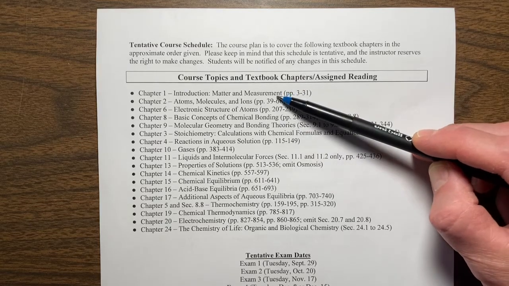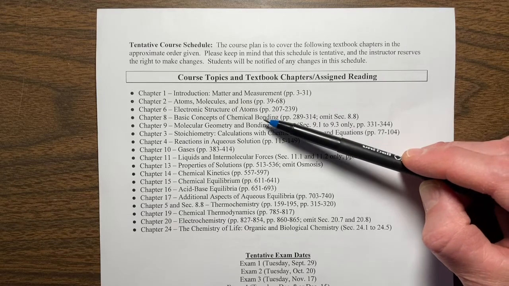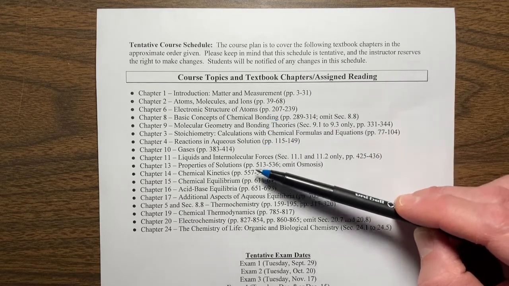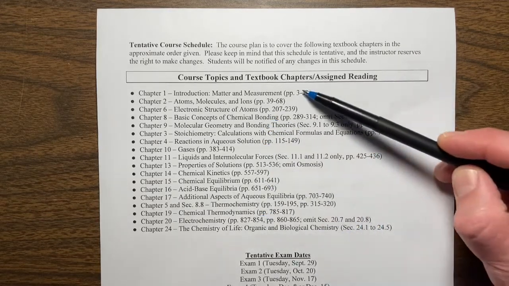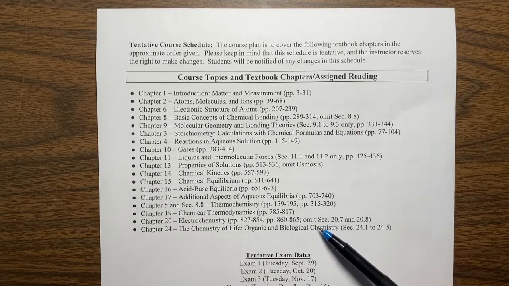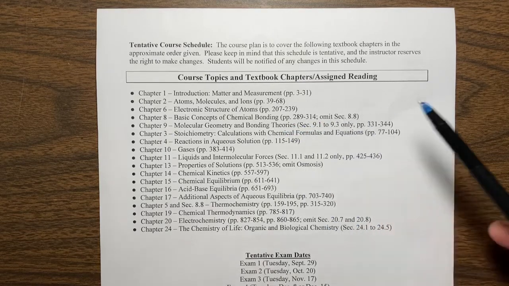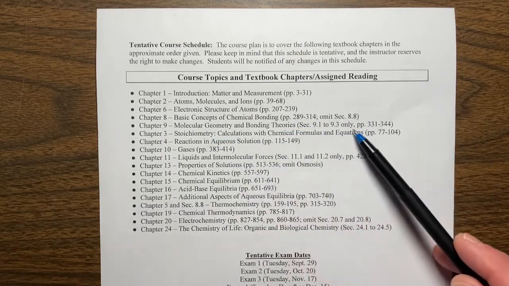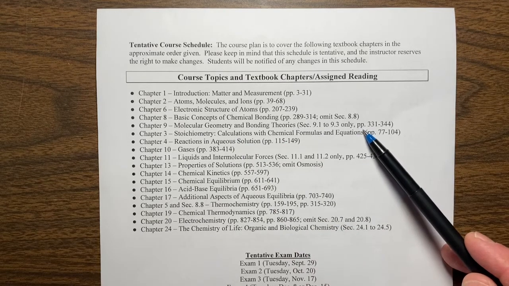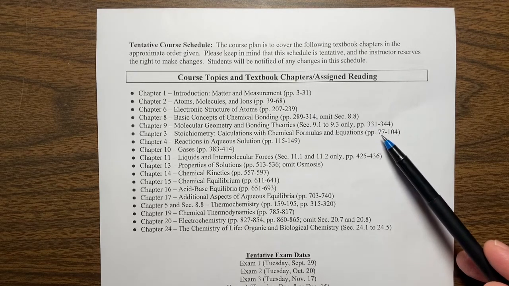Like week 1 will be chapter 1, week 2, chapter 2, week 3, chapter 6, and probably 8, and it'll pick up speed as we go. If you look at the pages, I'm covering essentially all of these chapters. Some of the sections of chapter 8 I'm omitting. Chapter 9, I'm only covering the first part of it. I believe we're skipping the part on hybrid orbitals or molecular orbitals. We don't really need you to know that stuff.